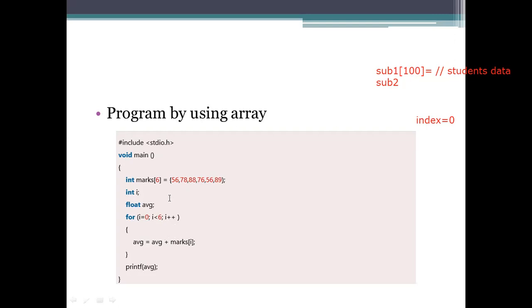0 plus i means 56 here. And then it's 0 plus 56, 56 at the first loop, next 56 plus 78, next plus 88, plus 76, plus 56, and plus 89. After that the program will stop here. Why? Because the loop will fail and it has to reach the end point, and we need to print the average that we have.